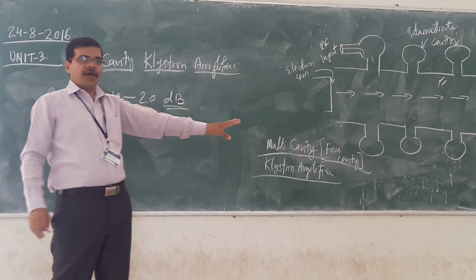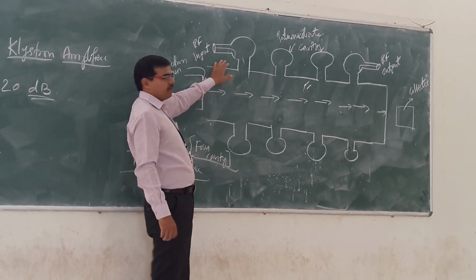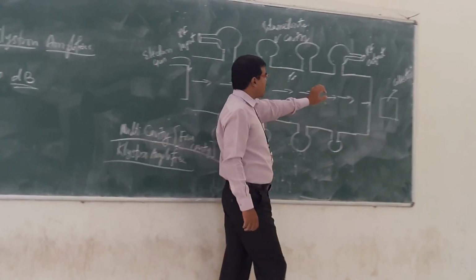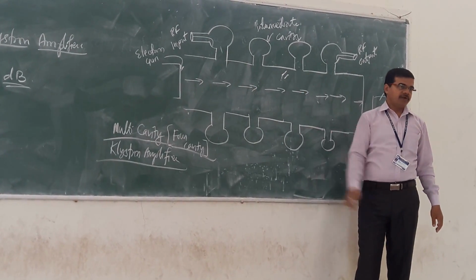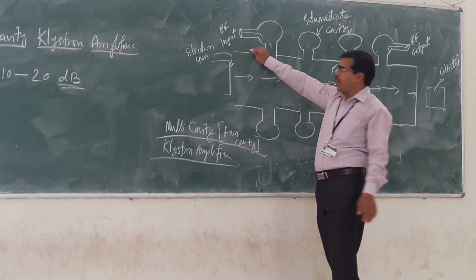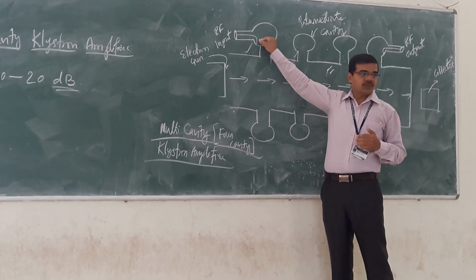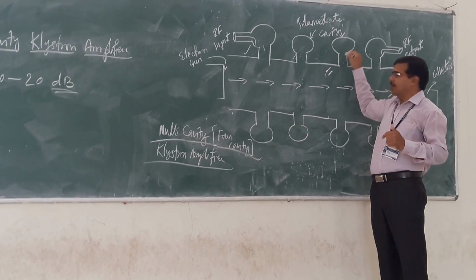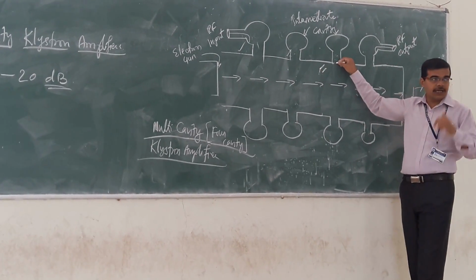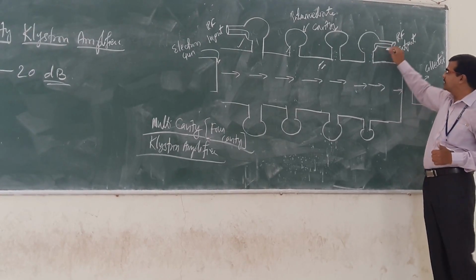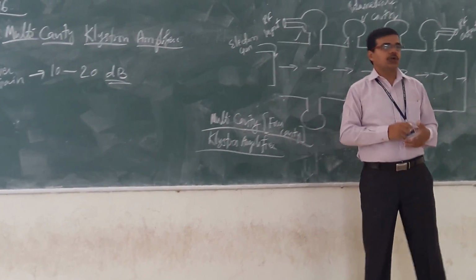Another option that is available with us is that we can go for multi-cavity. A single amplifier is there, but there you have multiple cavities. Multi-cavity means one will be the buncher cavity, one will be the catcher cavity, and the remaining will be intermediate cavities. So this acts as your buncher cavity, this will act as catcher cavity for this one, this will act as input for the next one, and this will act as output, and again this will act as input for your RF output, and this is your final output.